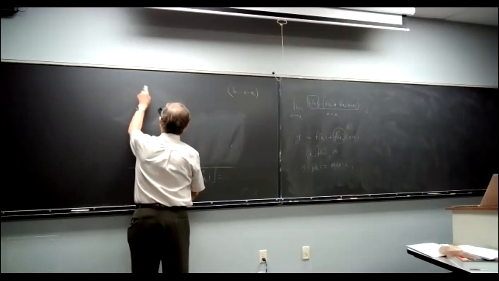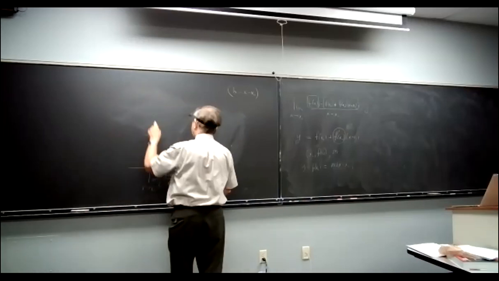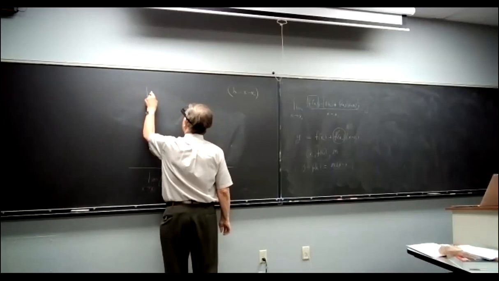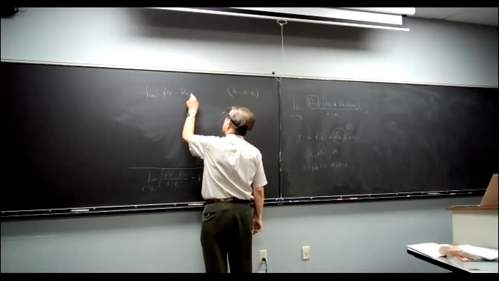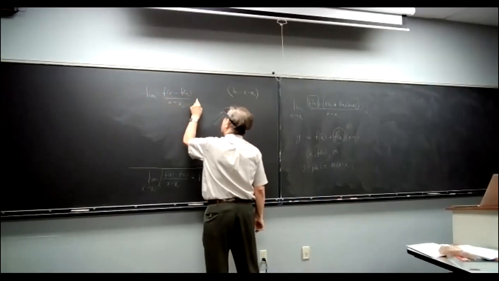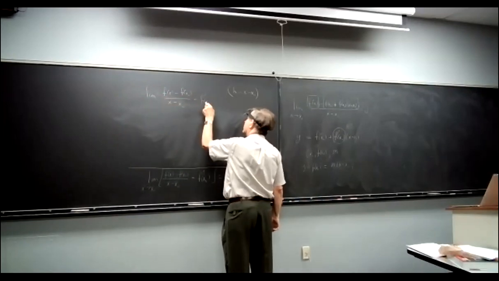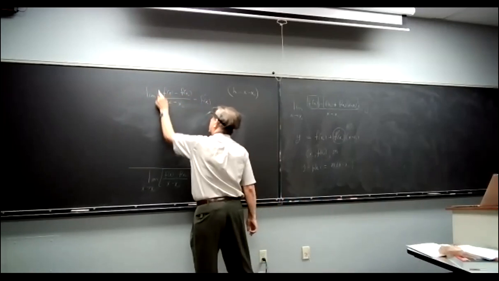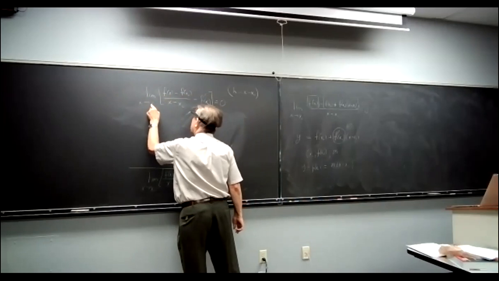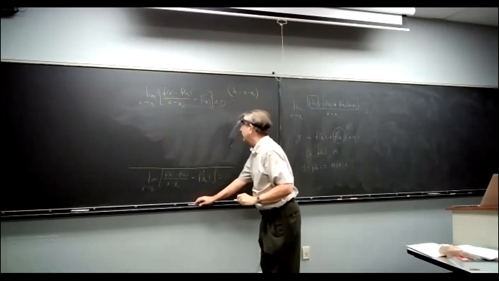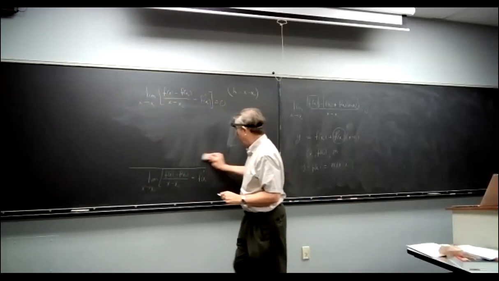So let me replace this bottom thing with the limit of f of x minus f of x naught over x minus x naught, minus f prime of x naught. All I did was move that from the right-hand side into the limit concept. That's what is down there.